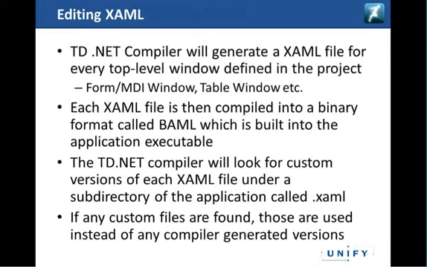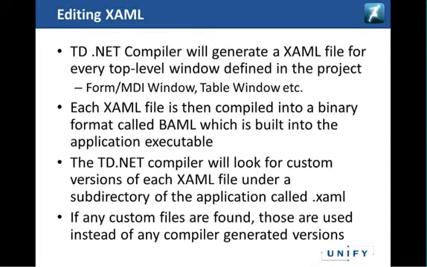So the second general approach to leveraging XAML and TD is to edit the compiler's output directly. And so the new .NET compiler will generate a XAML file for every top-level control you have defined in your project. So if you have a form, an MDI window, a table window, a XAML file will be generated for each one of those objects.